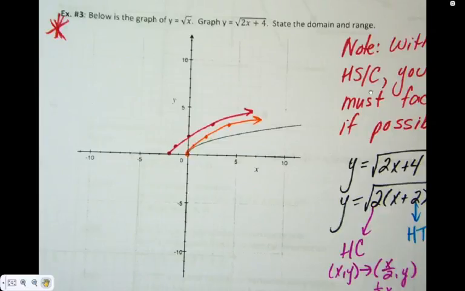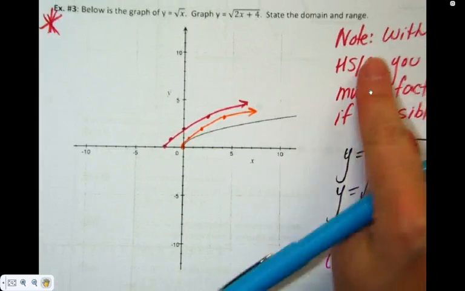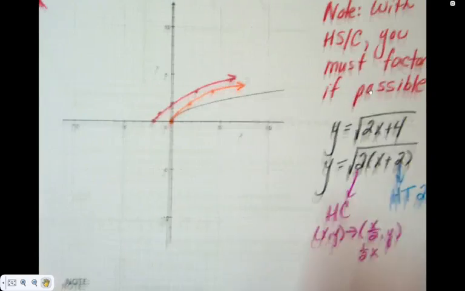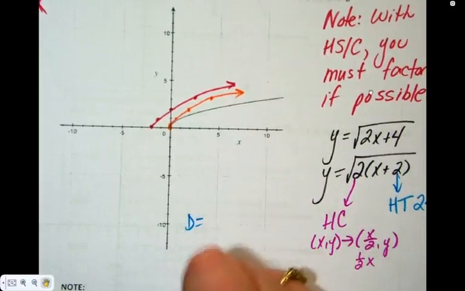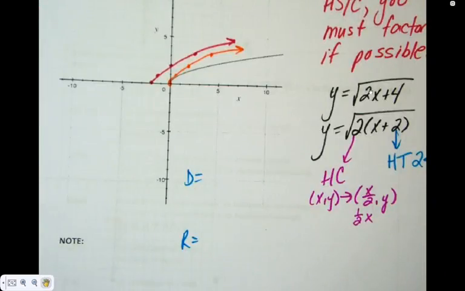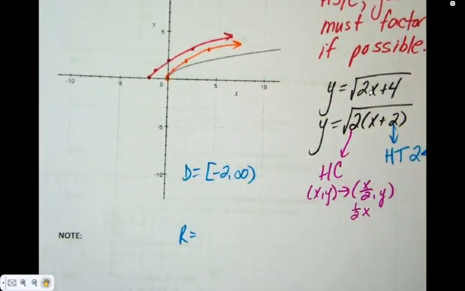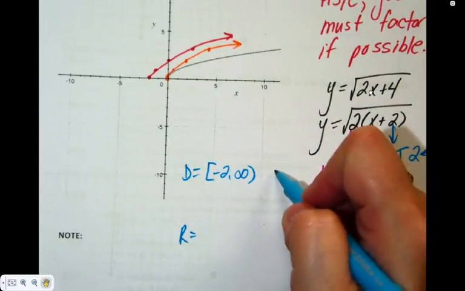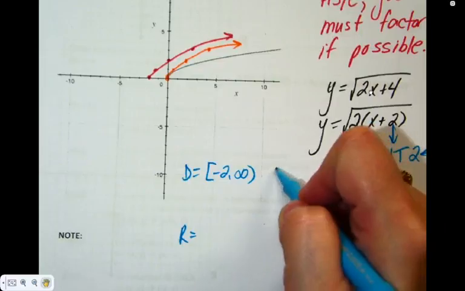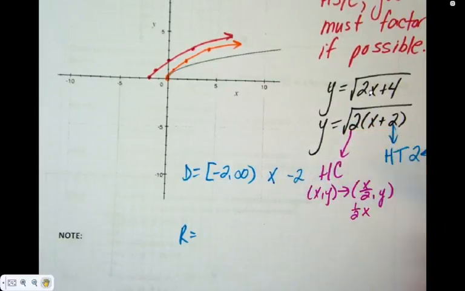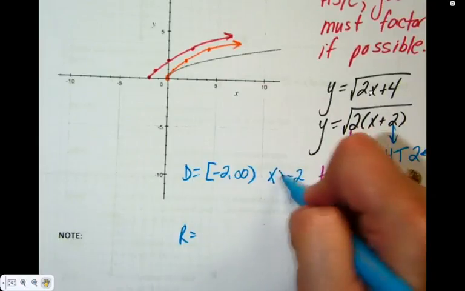Good. Domain and range. Oh, I put note down here, but I wrote note up there. I got overly excited. The notes for the note. Domain, left to right. What's the smallest value to the left? -2. What's the highest value on the right? Infinity. If you like the other notation, something with x, -2, greater than or equal to.